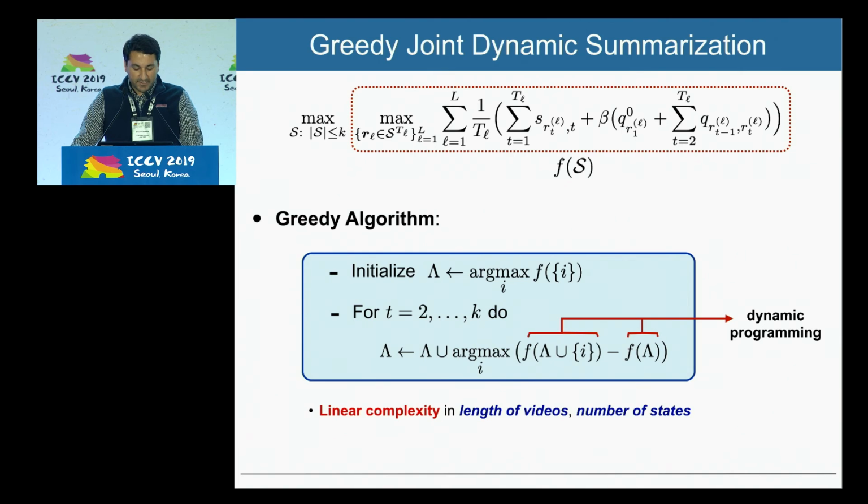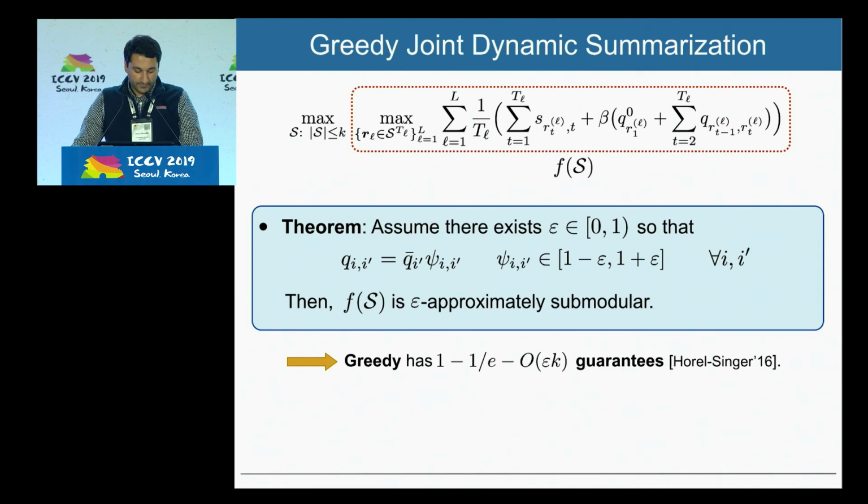We treat the problem as maximizing a set function, f_S, over all subsets of states of size at most k, and we run a greedy search algorithm that incrementally finds key states. At each iteration of the greedy, we use dynamic programming for function evaluation. Our method runs linearly in the length of videos and number of states. We also show that under some conditions on the dynamic transition model, our proposed function is approximately submodular, hence the greedy has performance guarantees.